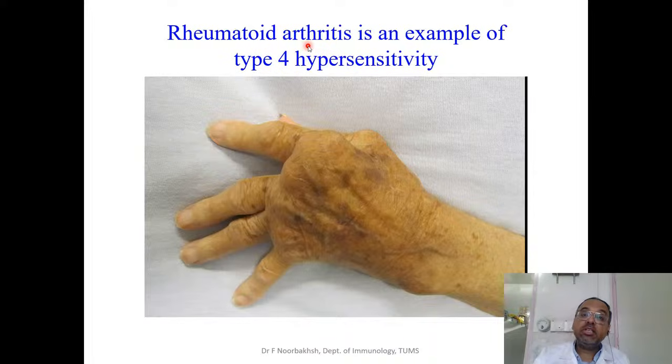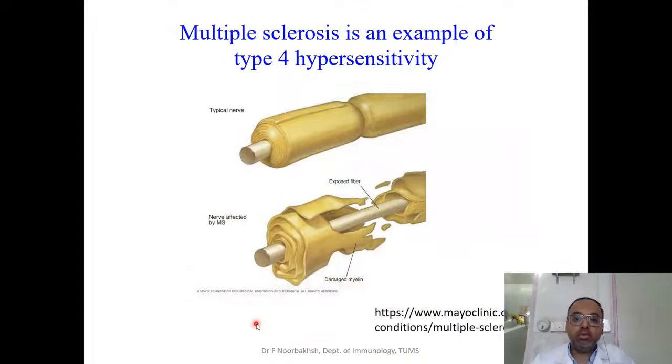Rheumatoid arthritis is a type 4 hypersensitivity, which is mediated by T cells, and it's an example of an autoimmune disease. Acute rheumatic fever targets our own tissues, the heart tissues and joint tissues, but it's not a classical autoimmune disease. Another example of type 4 hypersensitivity, which causes damage to our own tissues, is multiple sclerosis. Multiple sclerosis is a disease of the central nervous system when we have damage to myelin.